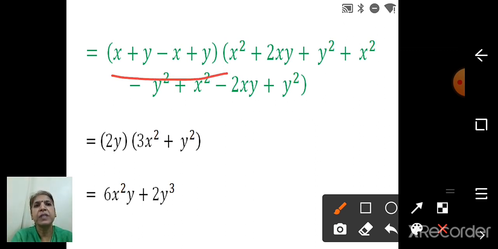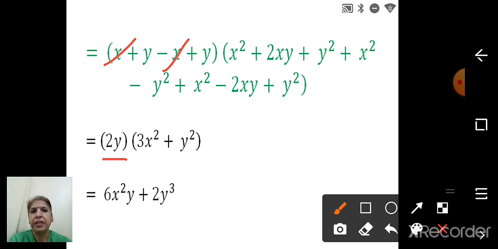So first factor, x plus y minus x plus y. So simplify, x minus x will get cancelled. So what is remaining? y plus y, 2y. When we say cancelled means x minus x, 0. So cancelled is the same way to do, x minus x, 0. And what is remaining? y plus y, 2y.